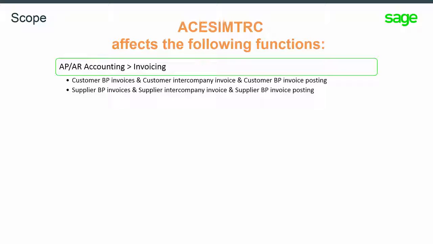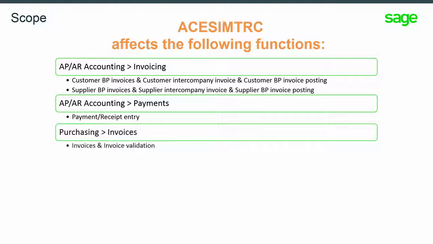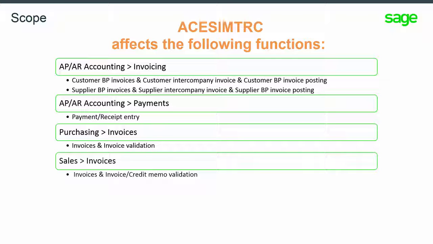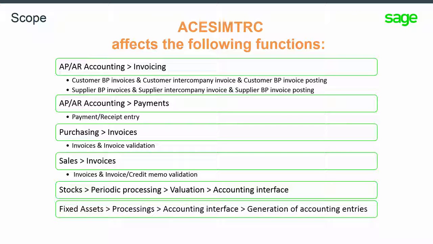The following functions are affected by the parameter ACE-SIM-TRC. Both customer and supplier BP invoices, customer and supplier intercompany invoices, as well as validating and posting. The AP/AR payments and receipt entry screens. Purchasing and validation invoices. Sales invoices, credit memos, and validation. Transactions created from the stock system, as well as transactions created from fixed assets.